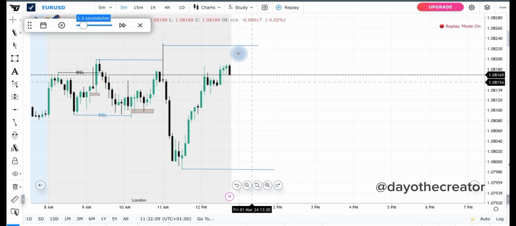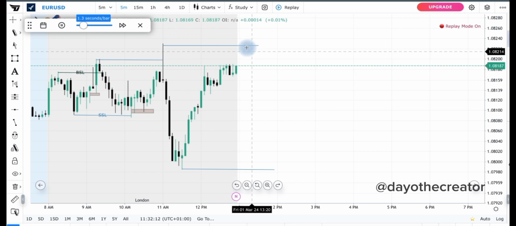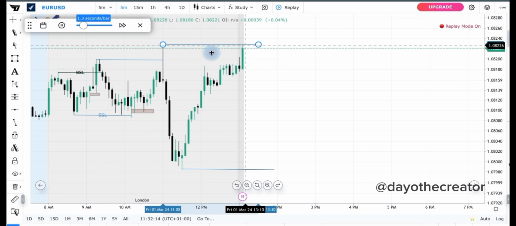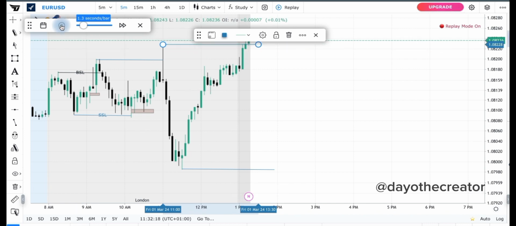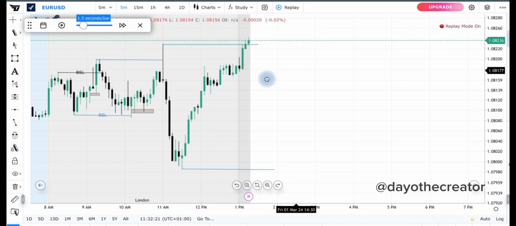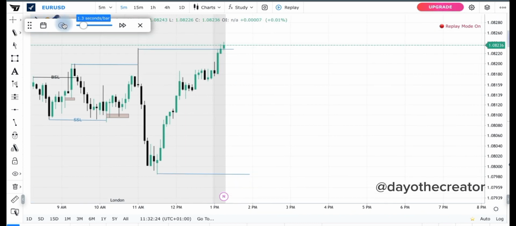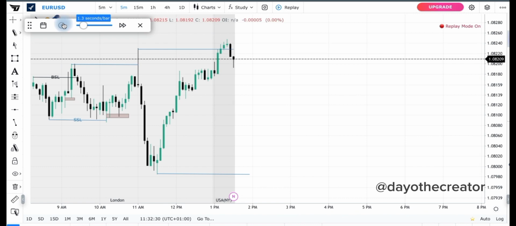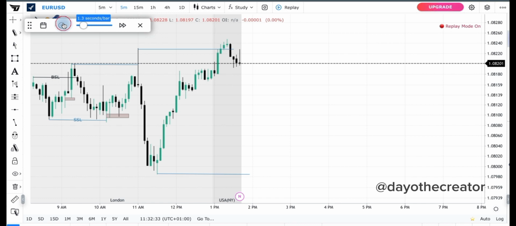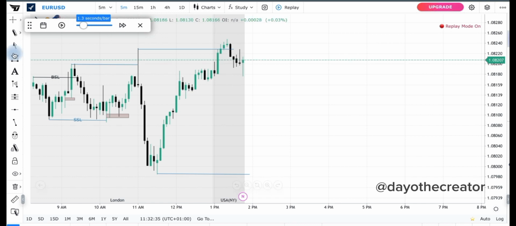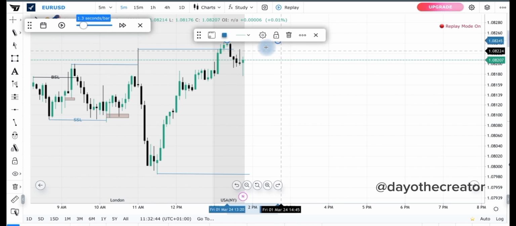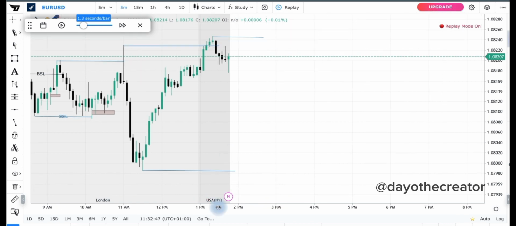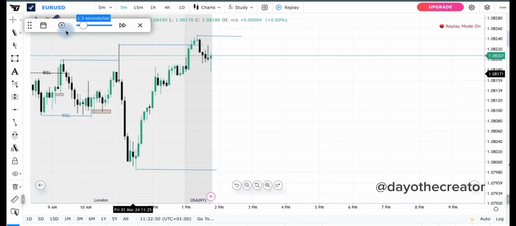So the market is approaching the buy side liquidity, the new high, and it has taken it out. Let's wait and see whether it will pull back. It has taken it out, then it has pulled back, thereby creating a new high, which is this. This is our new high. This is our new buy side liquidity. Let's see whether it's going to swipe it.